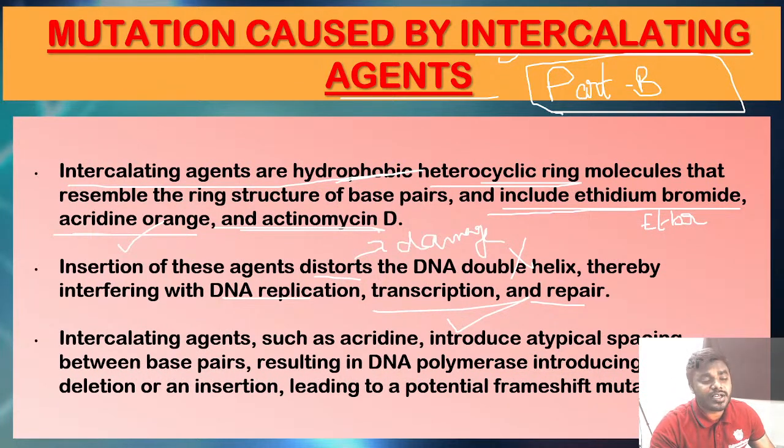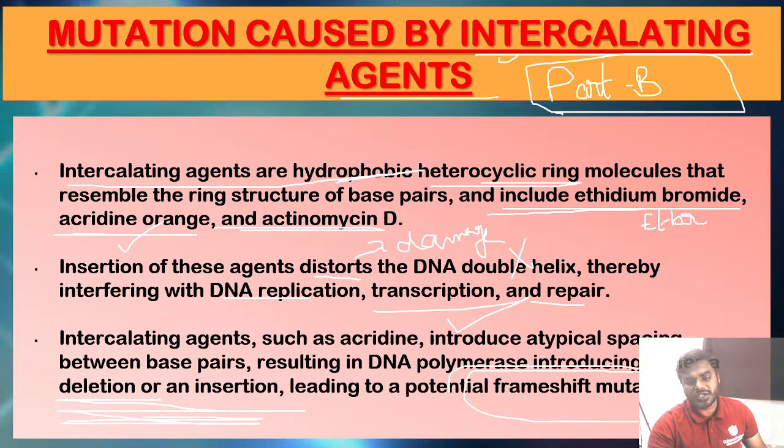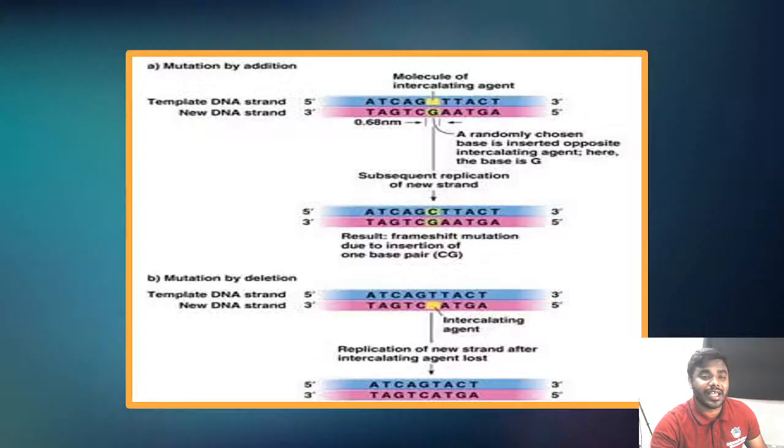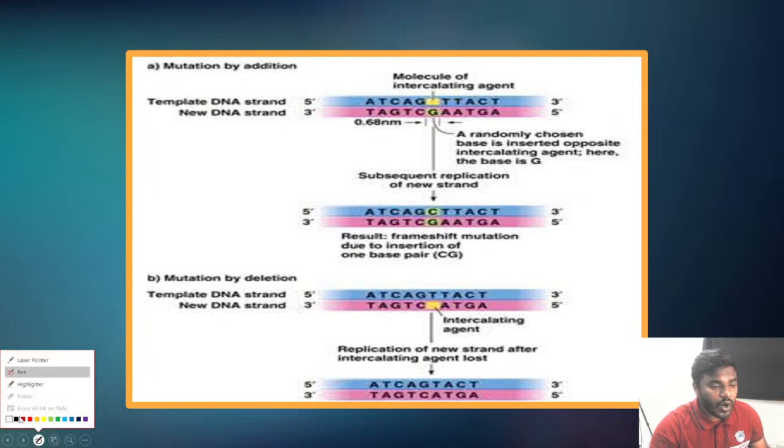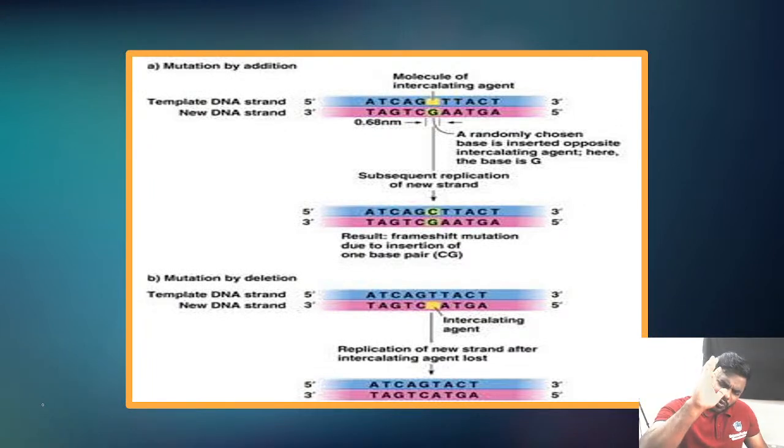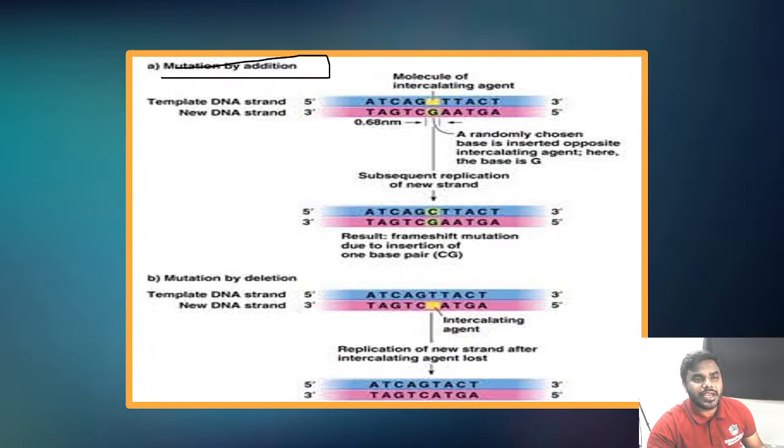And what is the unique statement you people have to remember? Listen to me carefully. Whenever an intercalating agent is introduced in the DNA, it will cause either deletion or insertion. So basically deletion or insertion, what do we call that, friends? Frame shift mutations. Please kindly do not forget this. Okay, now I want you to remember as it is what it is causing: mutation by addition, mutation by deletion.